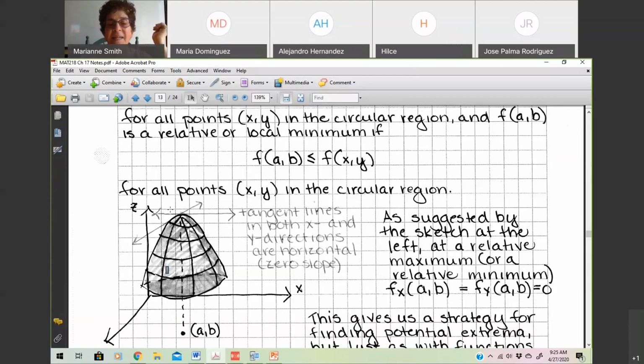So again, it's not enough to just have one derivative be 0. Do you see how they both have to be 0? So both tangent lines have to have slope 0. Okay, so does the picture make sense?